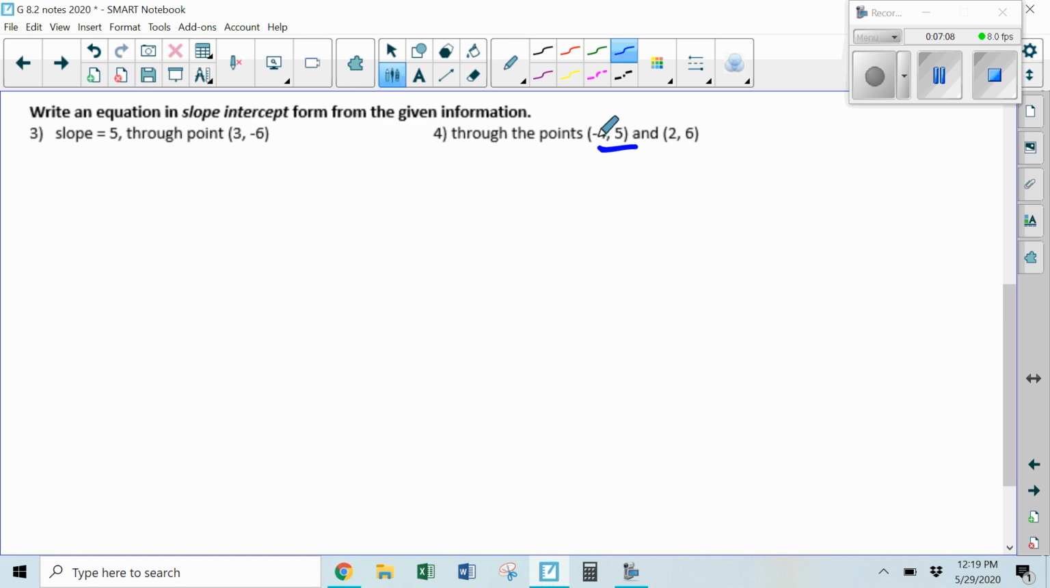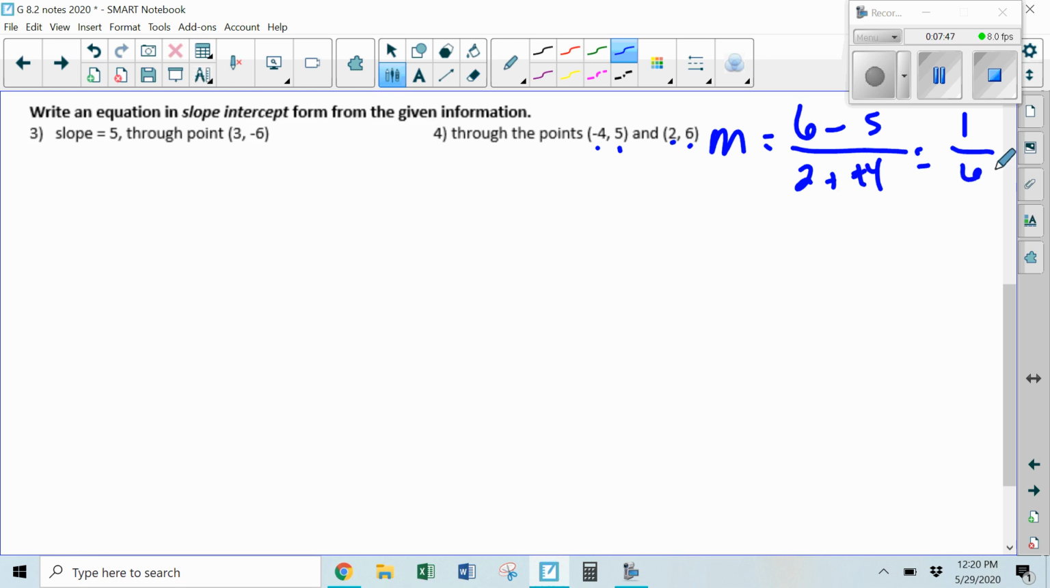Can't we find the slope from 2 points? Let's do that. That's what we learned in 8.1. So let's go ahead and calculate the slope from the 2 points. So remember, that's change in y. So I'm going to subtract 6 minus 5. And then I'm going to subtract the x's. 2 minus -4. 6 minus 5 is 1. 2 minus a negative is plus, it'll be 6.